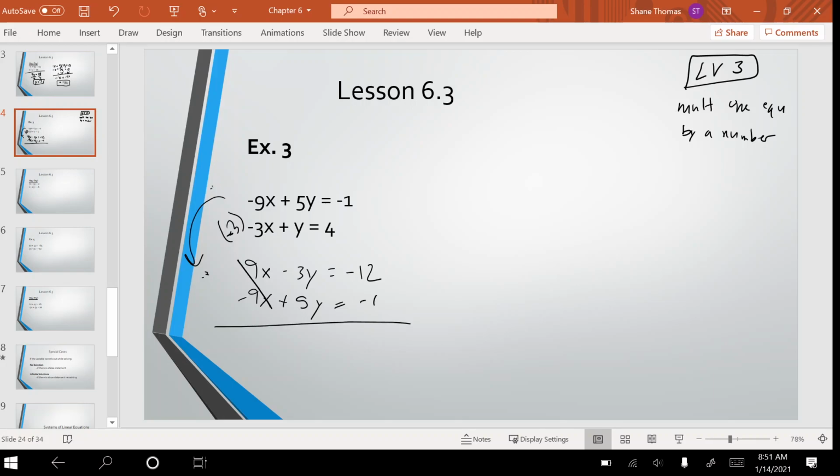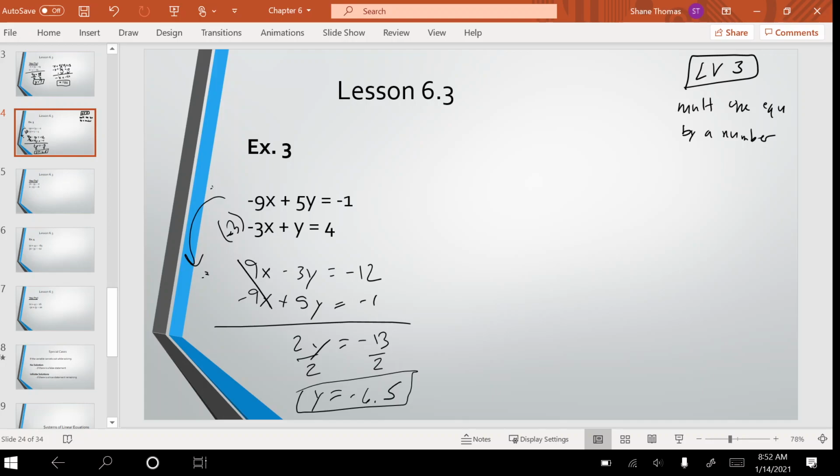These 9s are gone. All right, so my x's are completely eliminated. 5y and negative 3y is going to be 2y. Negative 12 and negative 1 is going to be negative 13. Divide both sides by 2. Y equals negative 6.5. All right, and that's not bad. If you get an answer that's a half like this, a half or a third, you're probably okay. If you get an answer like negative 6.2359, then maybe we made a mistake.